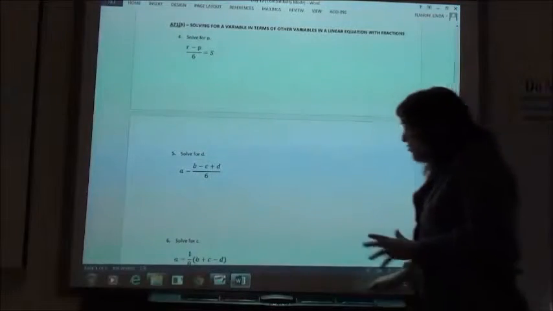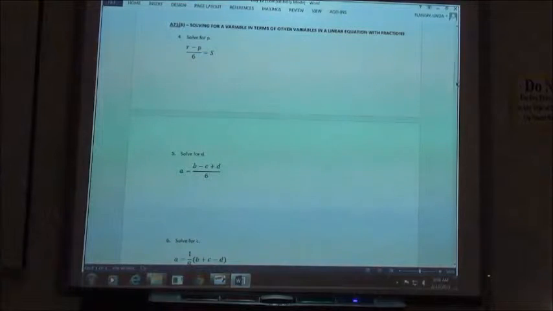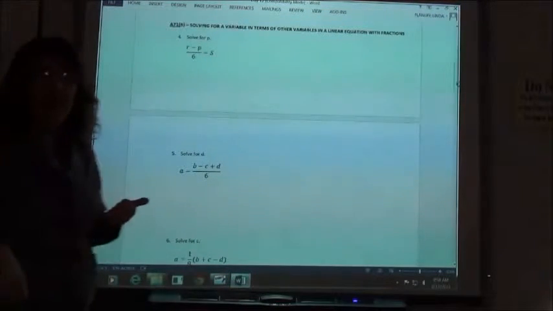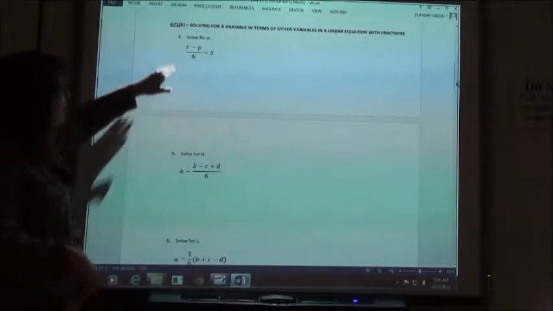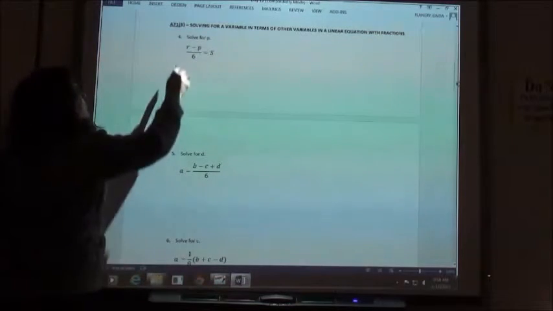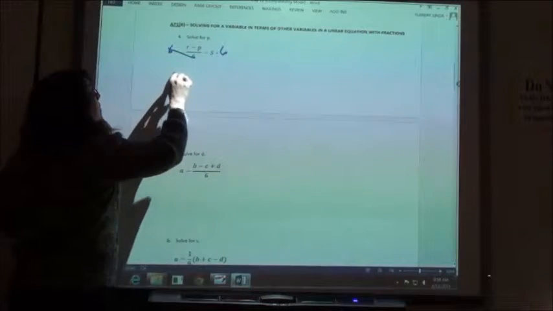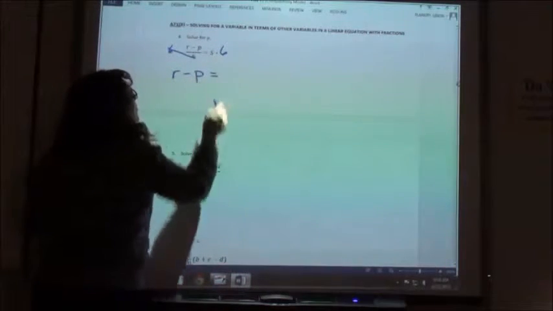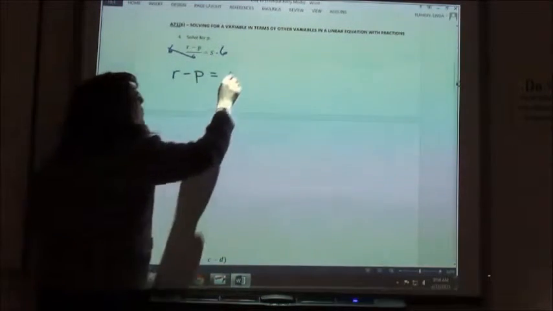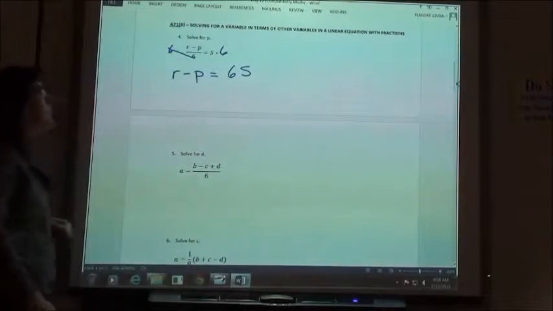Number 4, these ones are going to have fractions. If there is a fraction, we like to get rid of the fractions right away by multiplying by what's in the denominator. In this case, we have a 6 in the denominator. So I'm going to multiply by 6, cancel that fraction out of there. R minus P is equal to, and S times 6, we would write as 6S then.